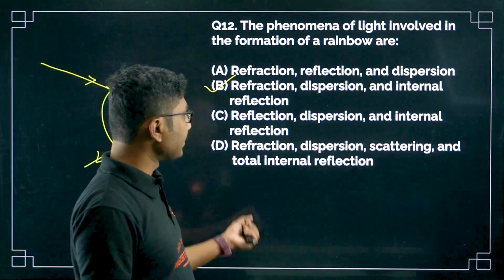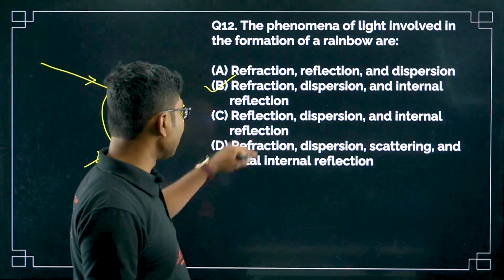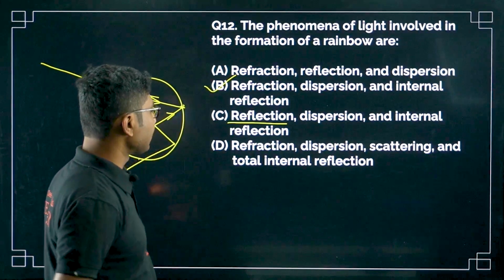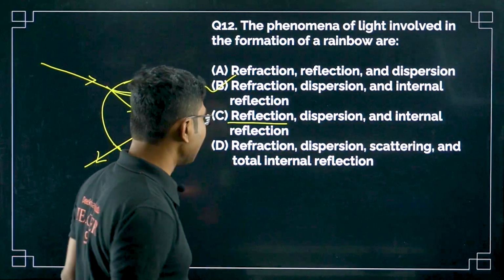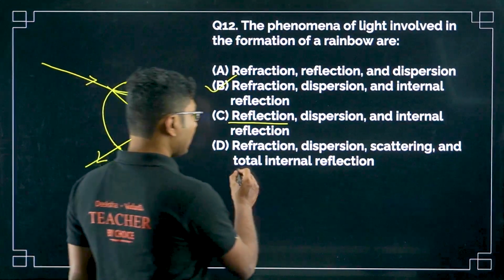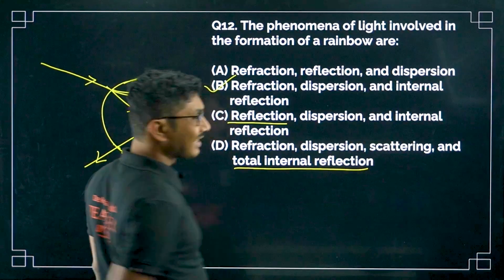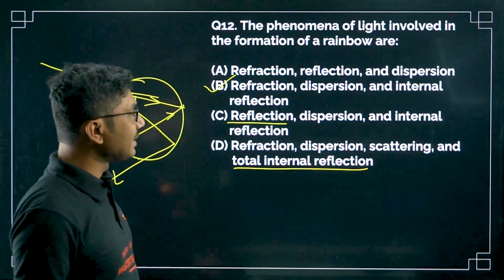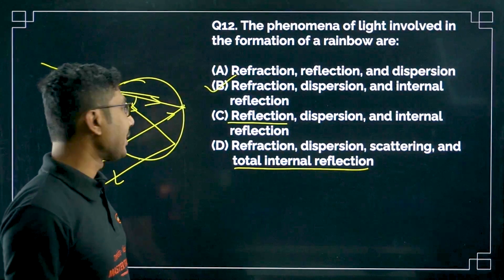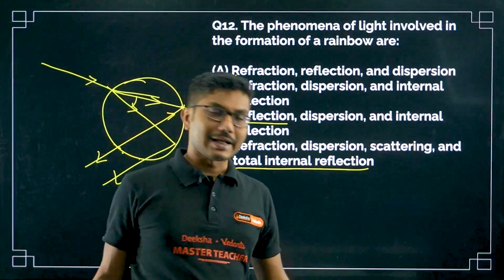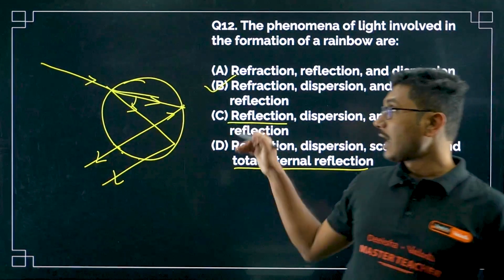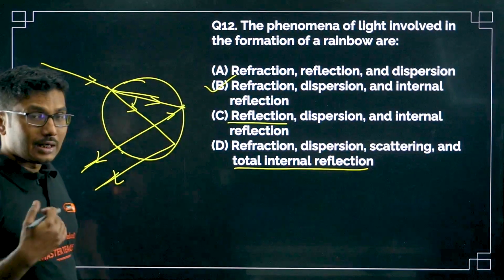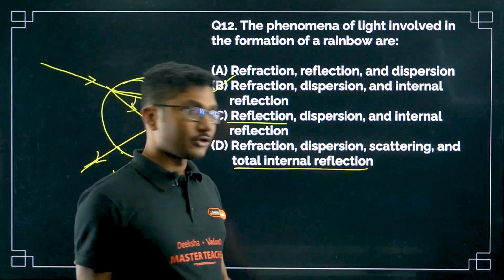Reflection, dispersion, and internal reflection: here they have given almost the same, very tricky to fall for the trap. Then reflection, refraction, dispersion, scattering, and total internal reflection. Here they mention only internal reflection, but they are the same thing. Refraction and dispersion are there. Scattering does not happen inside the droplet. Scattering might happen before and after, but that is not important for the formation of a rainbow.